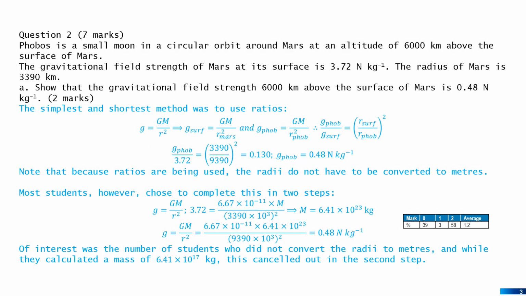Use ratios to calculate the gravitational field strength. The gravitational field strength is inversely proportional to square distance. Because ratios are used, the radii do not have to be converted to meters. Also, the universal gravitational equation is used to calculate the mass of Mars and then get the gravitational field strength. The ratio method is basic and very useful in science.